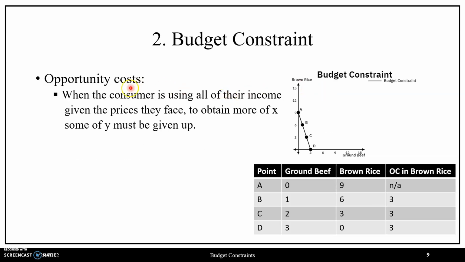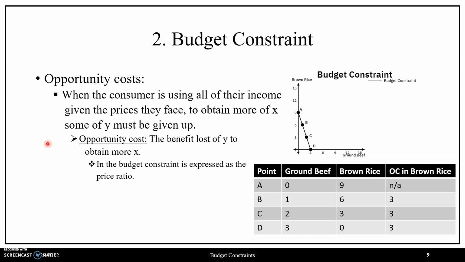This then leads us back to opportunity costs, where when the consumer is considering using all of their income given the prices they face, in order to obtain more of another good, some of the alternative good must be given up, which we defined as opportunity costs, that is the benefit lost of Y, to obtain more of X.